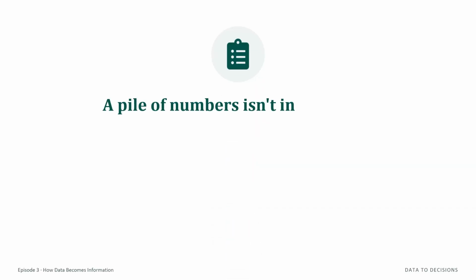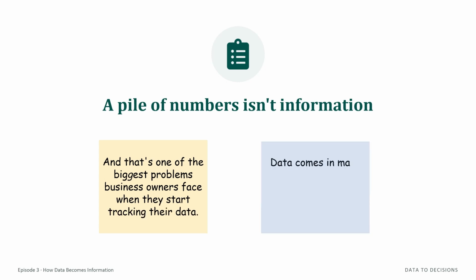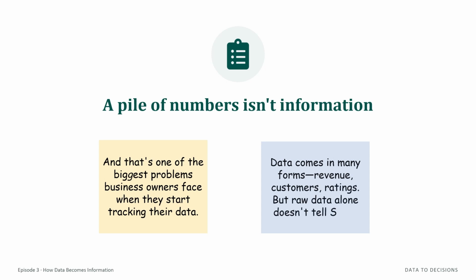A pile of numbers isn't information. And that's one of the biggest problems business owners face when they start tracking their data. Welcome back to Data to Decisions. In the last episode, we learned that data comes in different forms. But whether it's revenue, customers, or product ratings, raw data alone doesn't tell Sarah what to do.